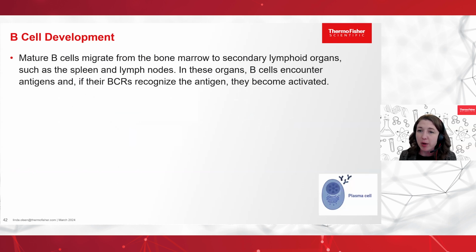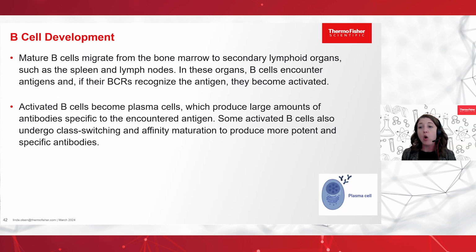Mature B cells migrate from the bone marrow to secondary lymphoid organs, such as the spleen and the lymph nodes. In these organs, the B cells encounter antigens, and if their BCRs recognize the antigen, they become activated, or if they are stimulated by cytokine signals and other immune processes. So, activated B cells become plasma cells, which produce large amounts of antibodies specific to the encountered antigen. Some activated B cells also undergo class switching and affinity maturation to produce more potent and specific antibodies.